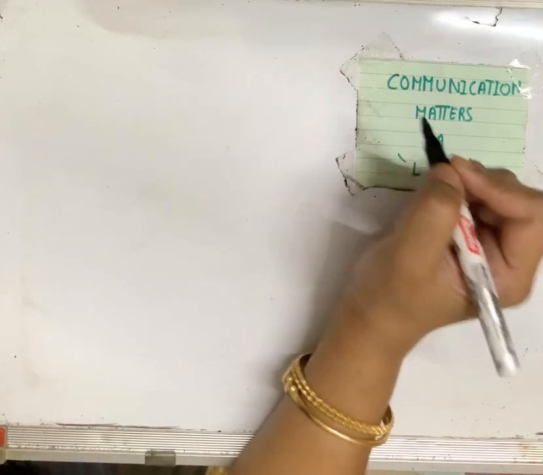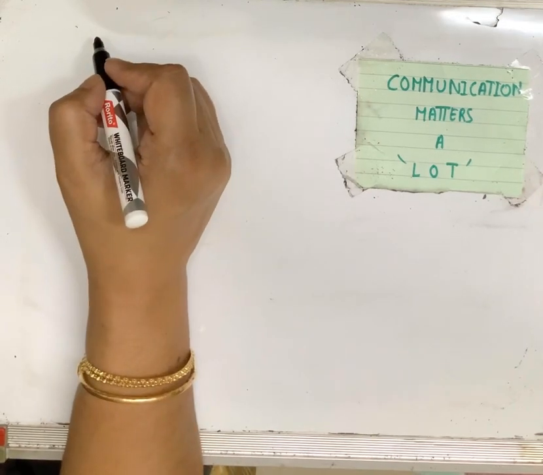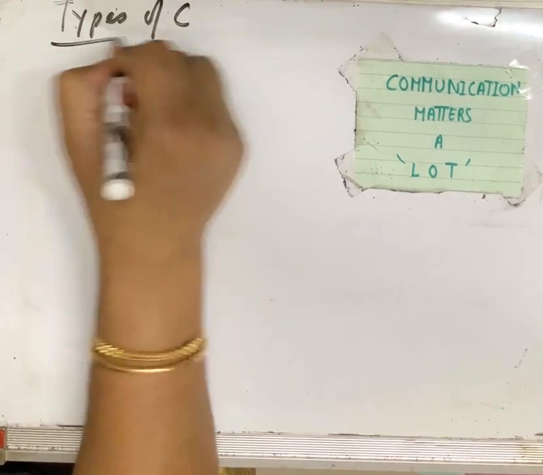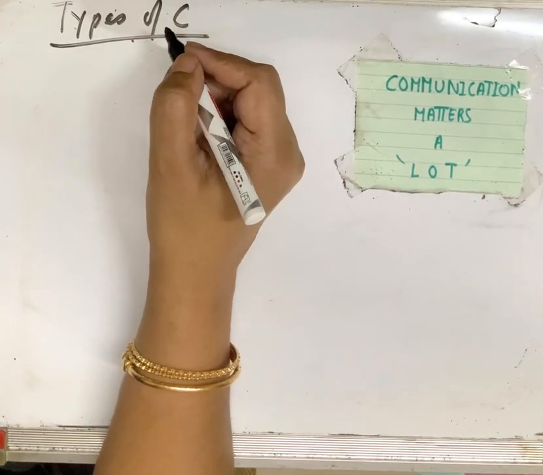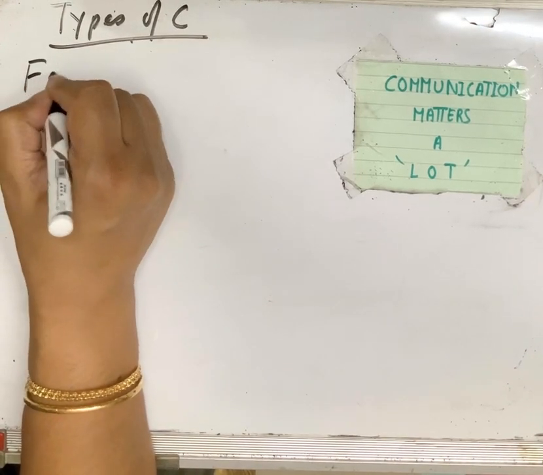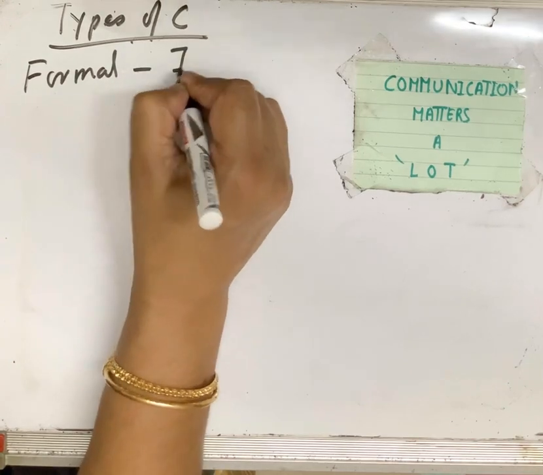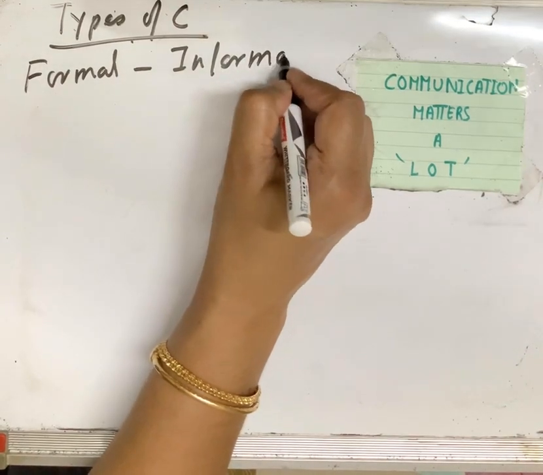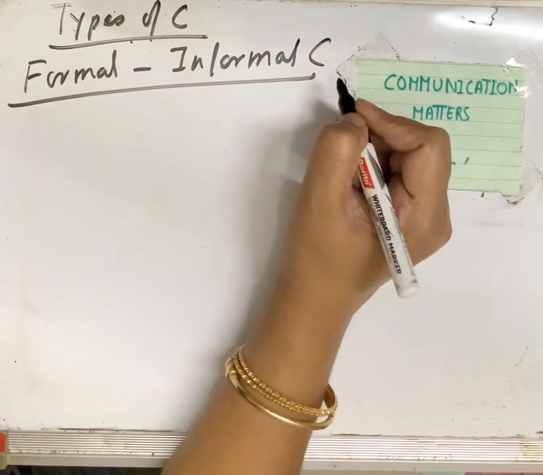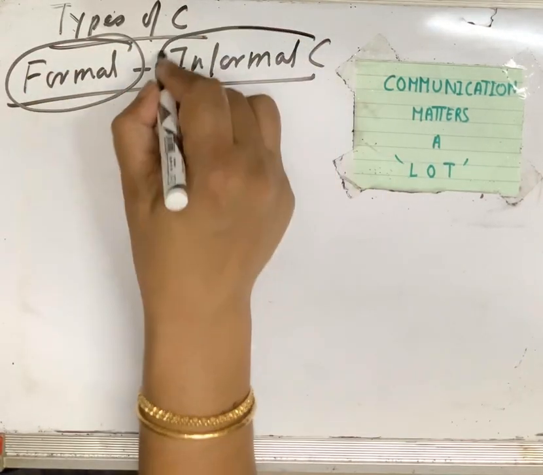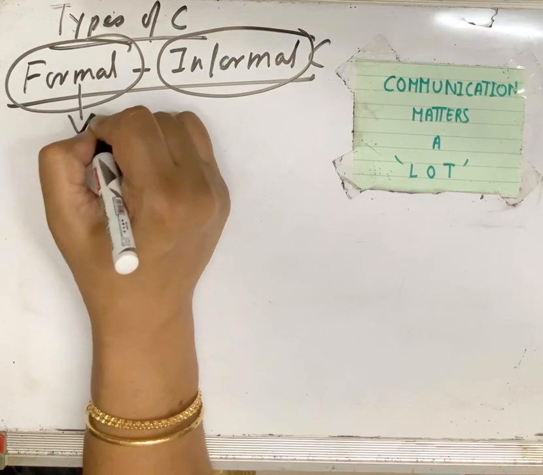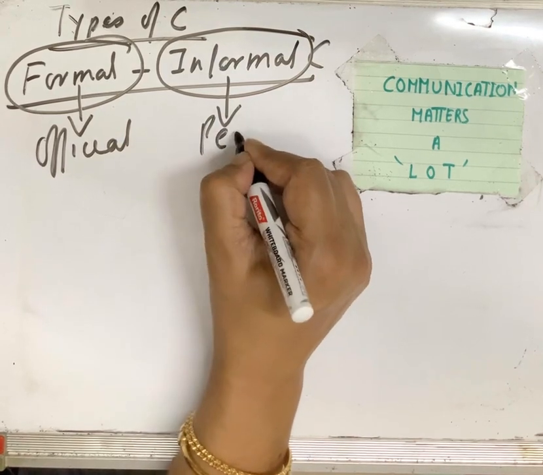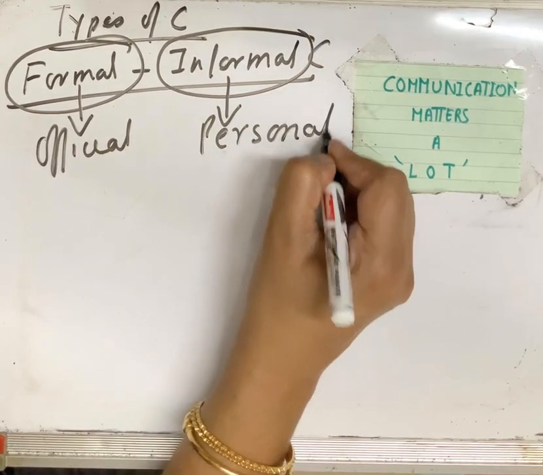Hi friends, we are back with the next video, and in this section on types of communication, we are now going to discuss the remaining two types of communication, which is formal communication and informal communication. We all know what is formal communication, what is informal communication. Formal communication is very official communication, and informal communication can also be looked upon as a personal form of communication.